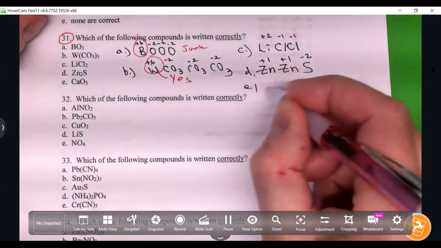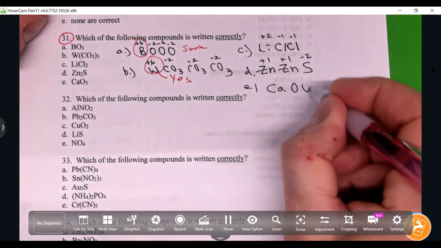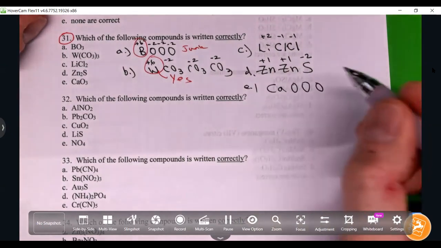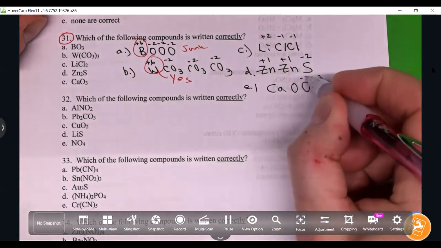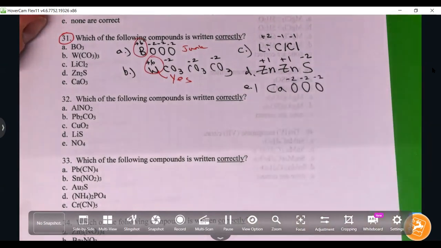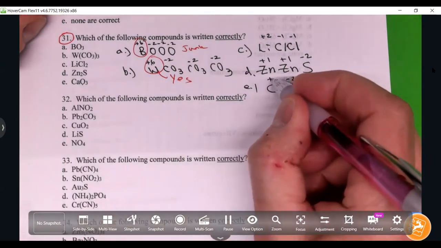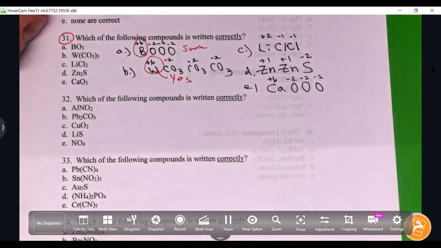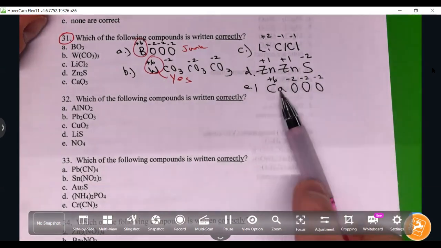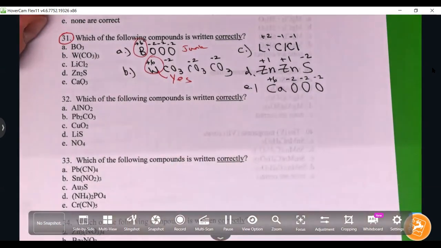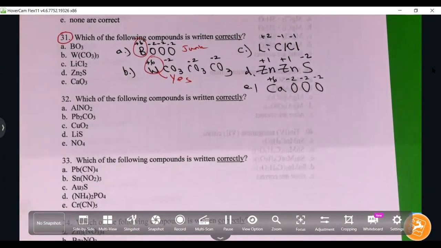In letter E, you got calcium oxide. So -2, -2, -2. Because of the 3 oxides, that makes it a calcium 6, and that's just garbage too, right? There's no such thing as a calcium 6. So that's how you got to do 31, 32, 33, 34, 35. You just got to look at them one by one.